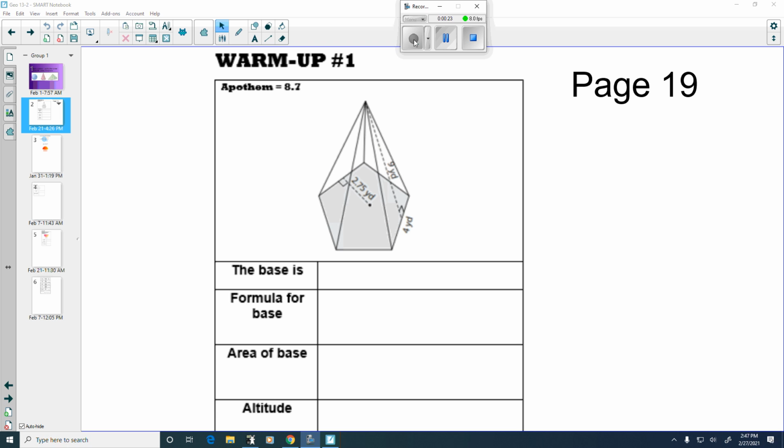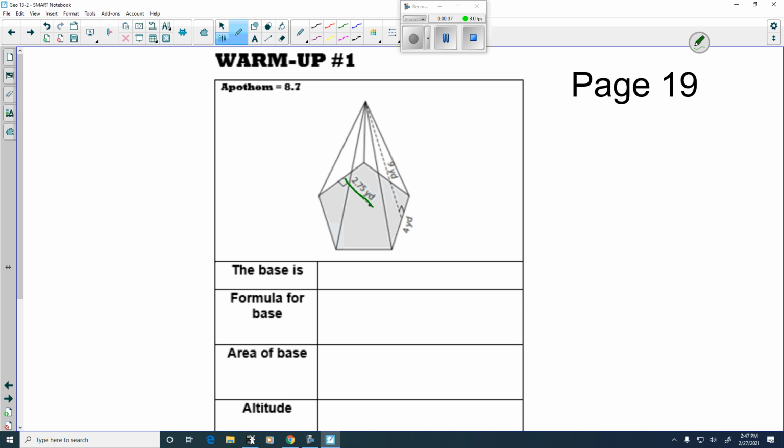correction. If you notice up here at the top, it says the apothem is 8.7. That is not correct. The apothem is actually 2.75. You can see the apothem is right there. What this should say, instead of the apothem, this should say the altitude is 8.57. And the altitude is going to go from this vertex up here down to the very middle of that regular polygon. That polygon, since it has 5 sides, is called a pentagon.